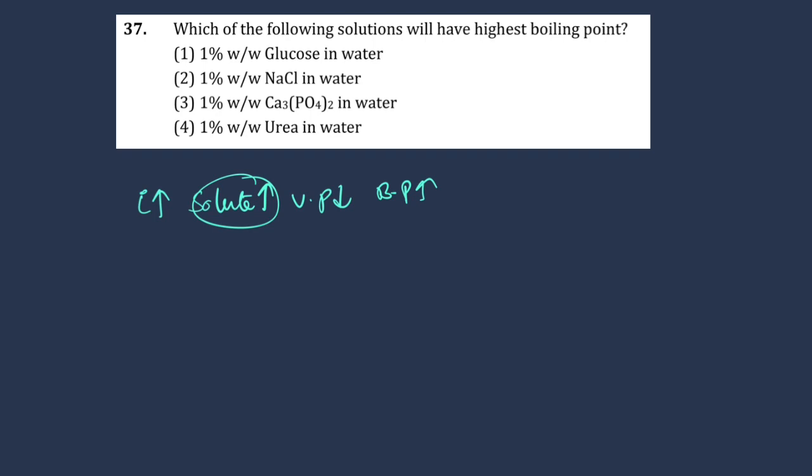Glucose, what is the i factor? The i value is 1. NaCl is 2. Calcium phosphate, how much? 3 plus 2, that is 5. Urea is 1. Therefore, which answer? The third option is correct. As the i value increases, the boiling point increases.